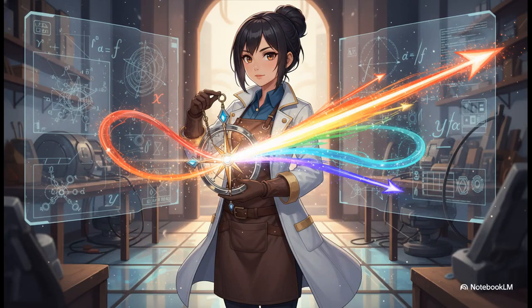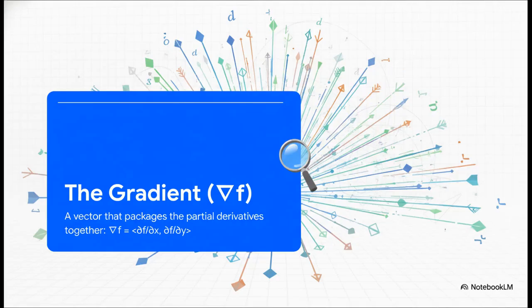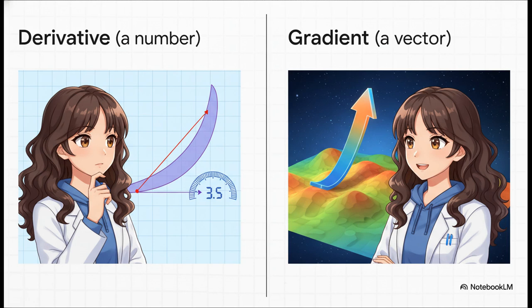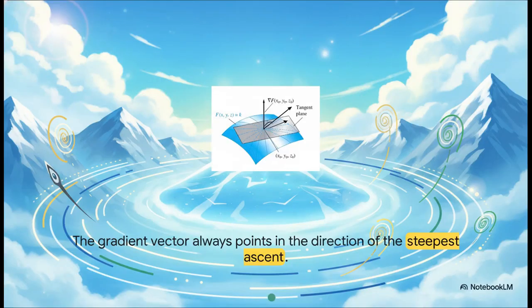For that, you need the master tool. It combines these simple ideas into something powerful, the gradient. See that symbol? It's called del. The gradient is just a vector that packs both partial derivatives together. So a normal derivative is just a number, right? A slope. But the gradient is a vector. It has direction. And here's the magic.